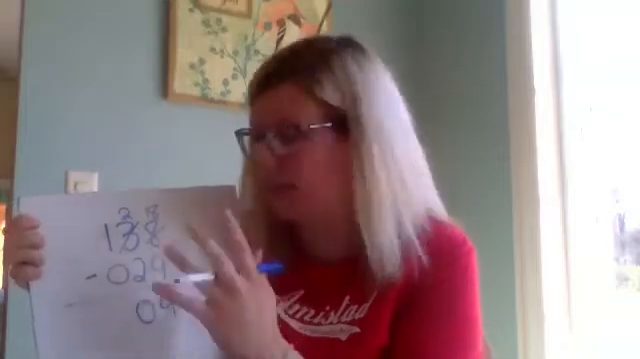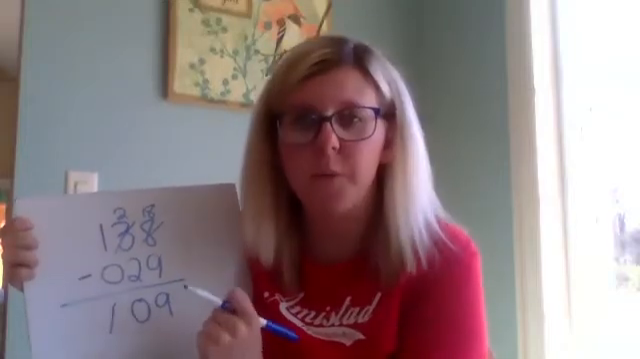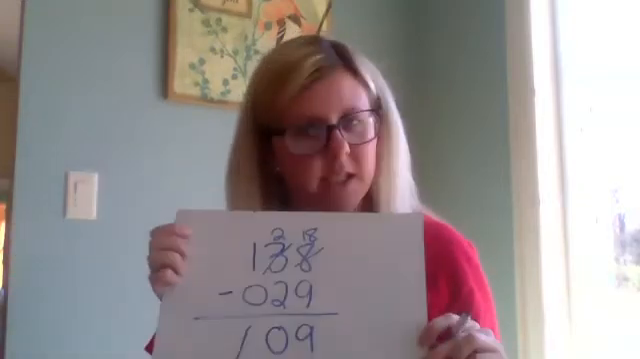1 minus 0. You can put a 0 there if it makes you feel better for a placeholder, but it's really important that it gets lined up. 1 minus 0 is 1. So 109. Does that make sense? That should be your answer for that.